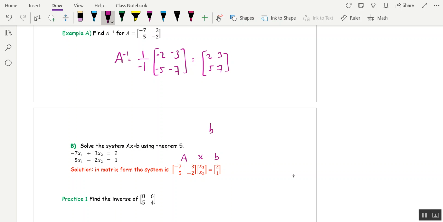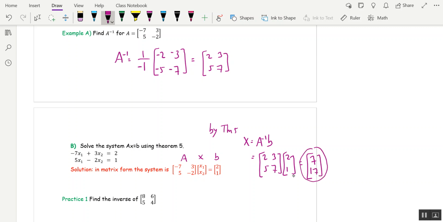So by theorem 5, X will be A inverse B, which is 2, 3, 5, 7, 2, 1. And that is 4 plus 3 is 7. And then 10 plus 7 is 17.